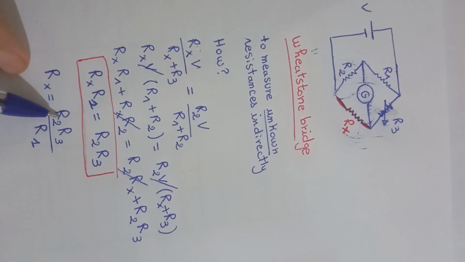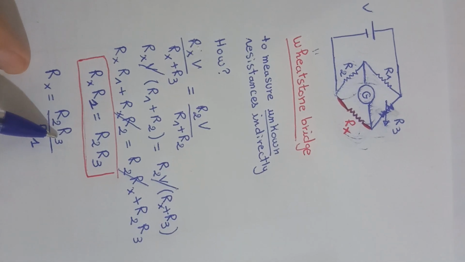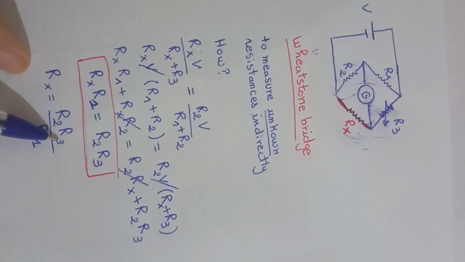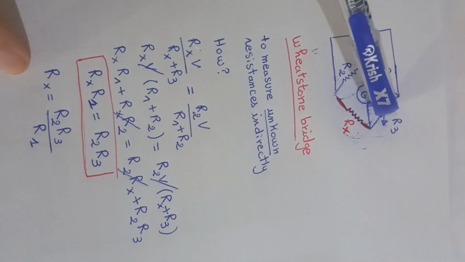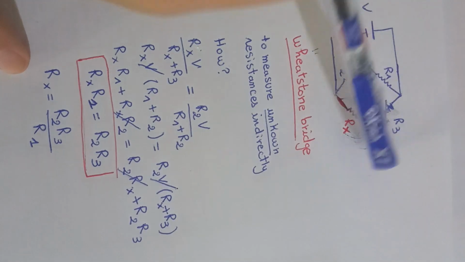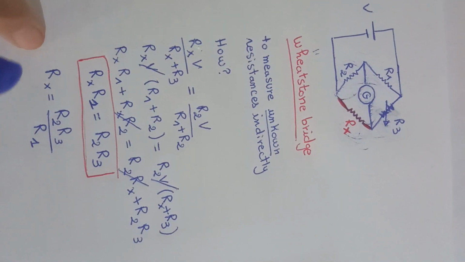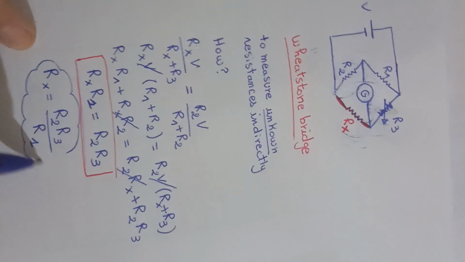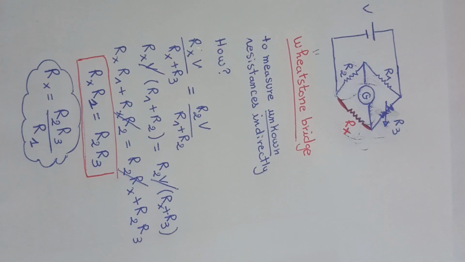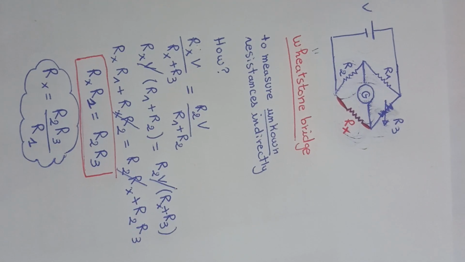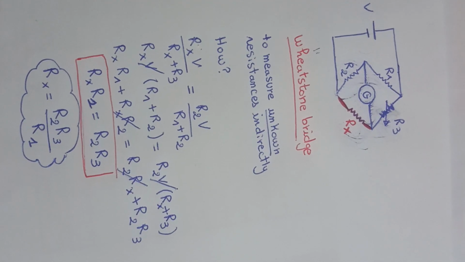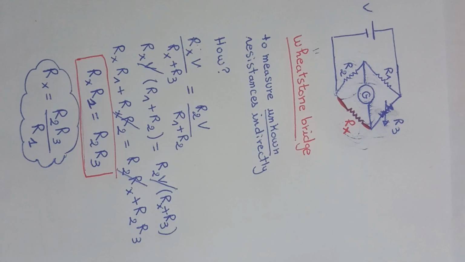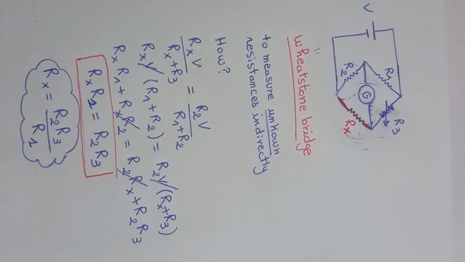R2 and R1 are given. For R3, it's the variable resistance, and you can measure it here. So you can easily find Rx. And that's it. This is a very good method to find unknown resistances, especially resistances in a certain sensor.